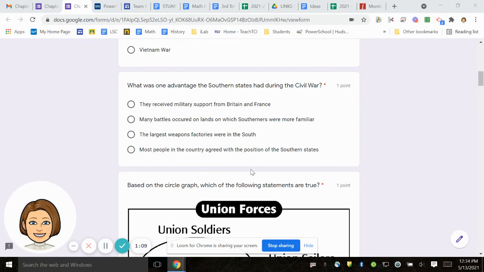Number 2. What was one advantage the Southern states had during the Civil War? They received military support from Britain and France. Many battles occurred on lands on which Southerners were more familiar. The largest weapons factory were in the South. Most people in the country agreed with the position of the Southern states.